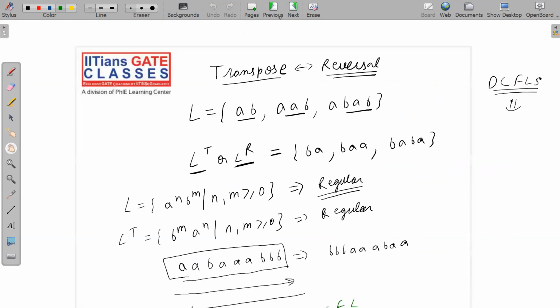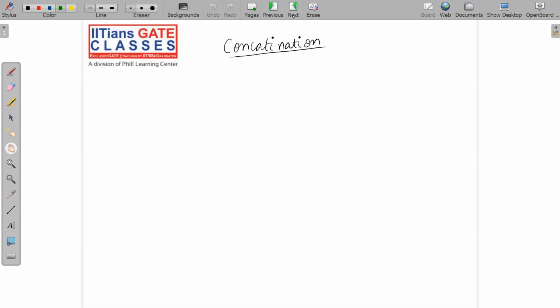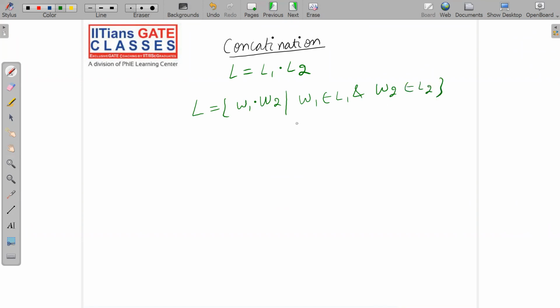How are regular languages closed under the concatenation operation? Let me give you some idea. Concatenation means L is equal to L1 dot L2. So L will consist of W1 dot W2 such that W1 belongs to L1 and W2 belongs to L2. This is the basic meaning of the concatenation operation.